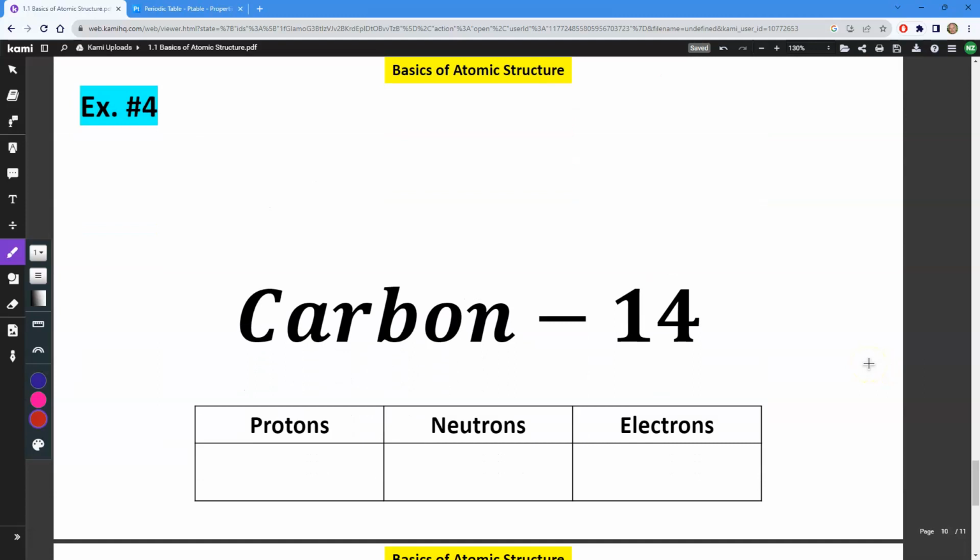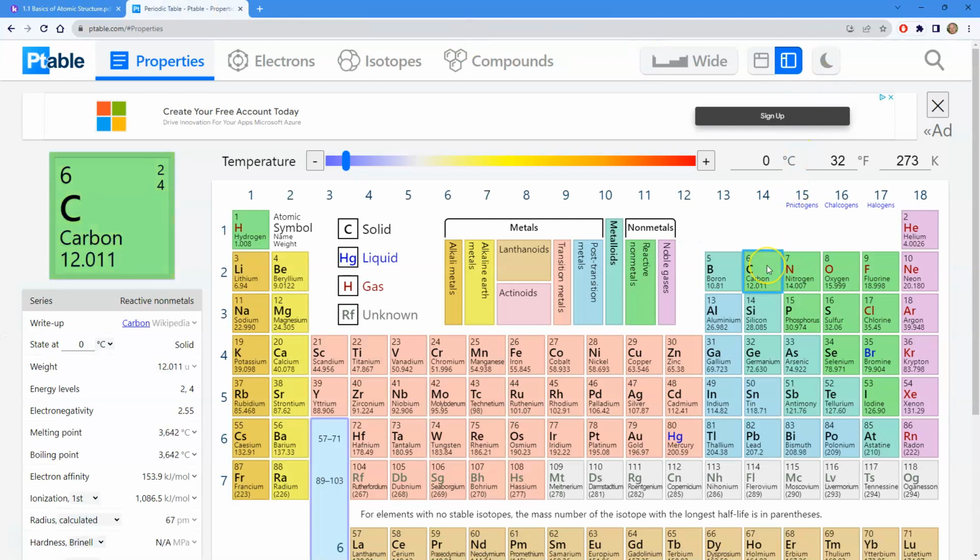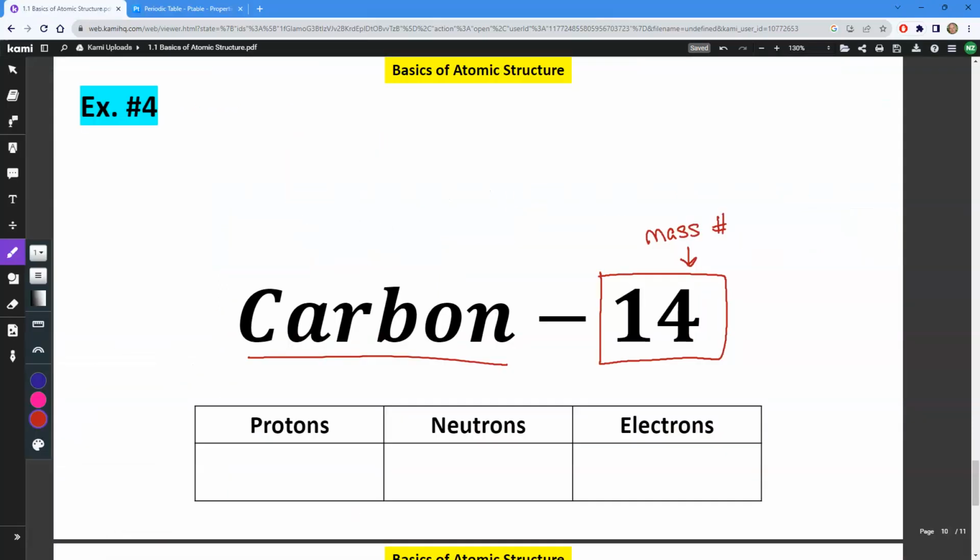Okay, now this one looks a little bit different. Carbon 14. So when it's written out like this, the number right here is always the mass number when it's written this way. So to get the number of protons, it tells us that it's carbon. If we go to the periodic table and find carbon, it's number 6. So that means it has 6 protons. You're not going to have a charge when it's written this way. So we assume the number of electrons is equal to the number of protons.